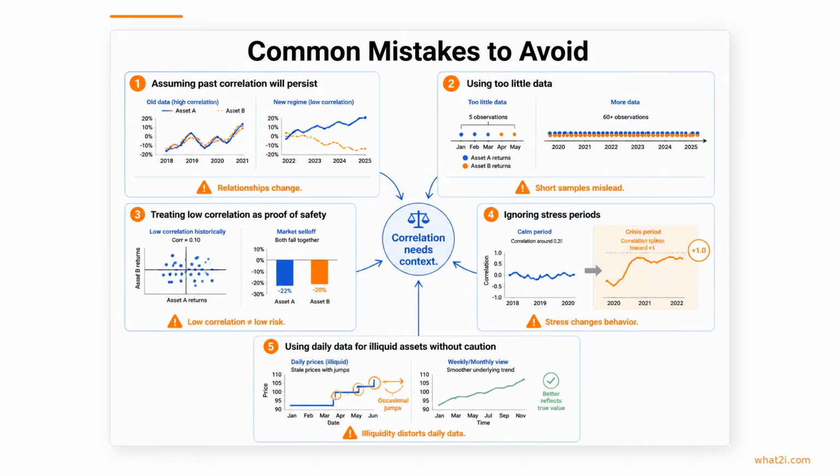Correlation needs context. Common mistakes include assuming old relationships will keep holding, relying on too little data, or thinking low correlation automatically means an investment is safe when both assets can still fall together in a sell-off. It also helps to check what happens during stress periods, when correlations often rise, and to be careful with daily data for illiquid assets, because stale prices can distort the true relationship.